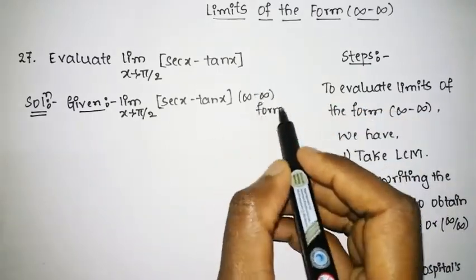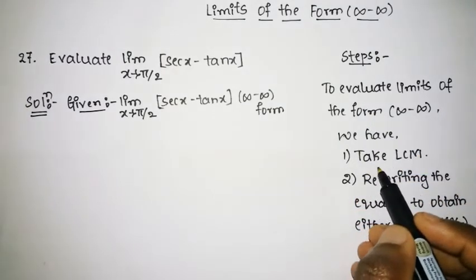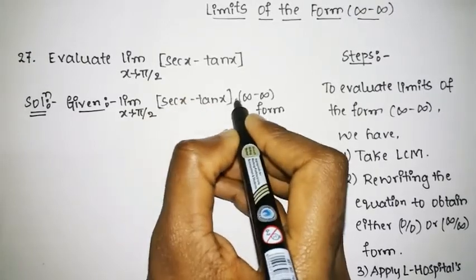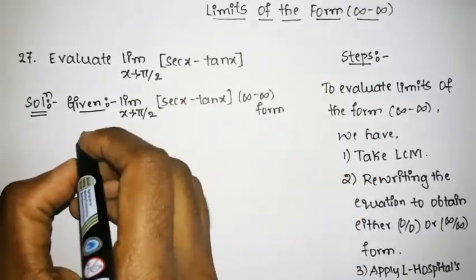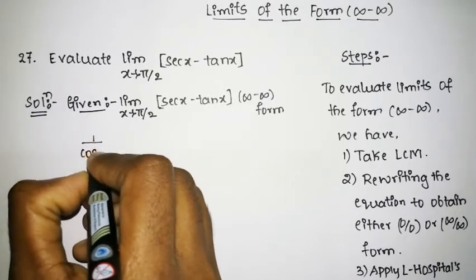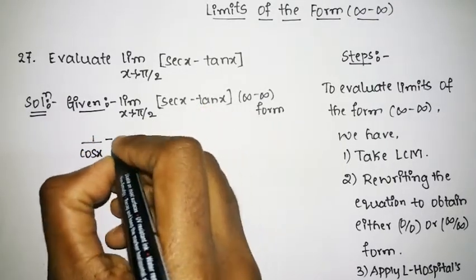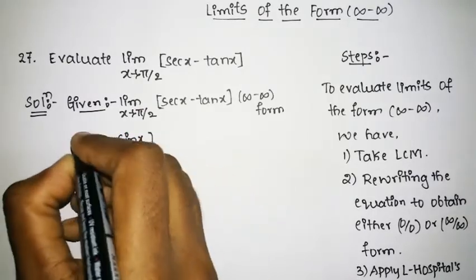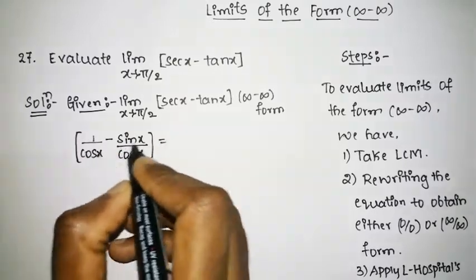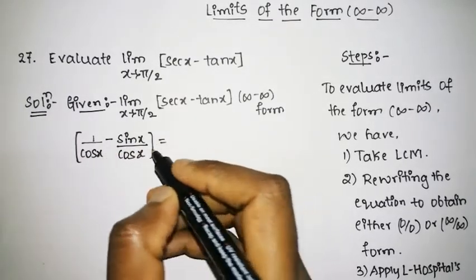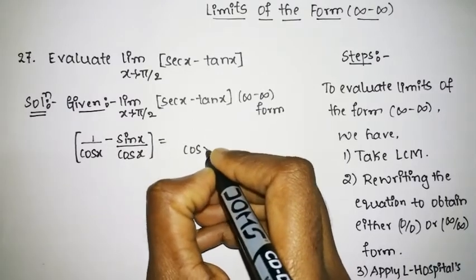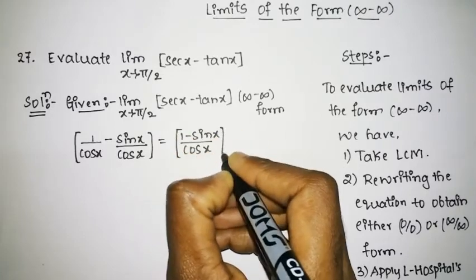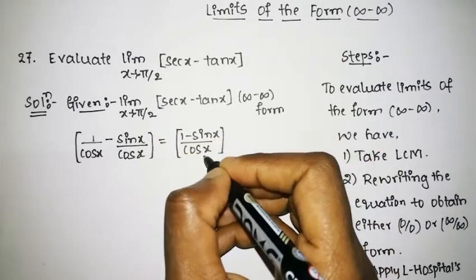Whenever we come across the infinity minus infinity form, the first step is we need to take the LCM. So we shall write sec x in the form of 1 divided by cos x, minus tan x, which can be written as sin x divided by cos x. Here the denominator is the same in both, so the LCM will be cos x itself and the numerator is 1 minus sin x as it is. Therefore it will be 1 minus sin x divided by cos x.